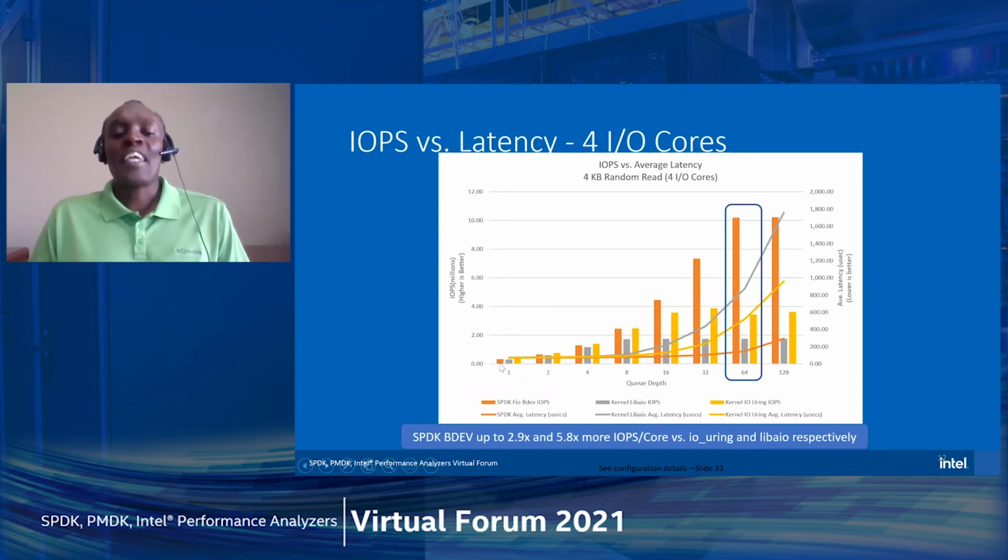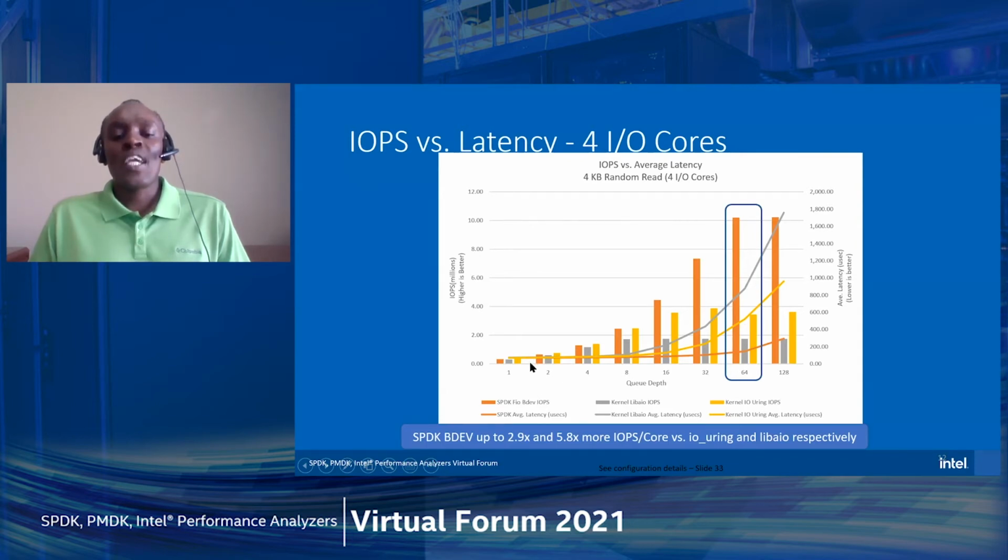So starting at Q depth 1, what you see is for all 3 IO paths, the SPDK NVMe BDEV, the Linux kernel block layer with libaio, and the Linux kernel block layer with IO Uring, they started about the same numbers. Very close numbers at Q depth 1.